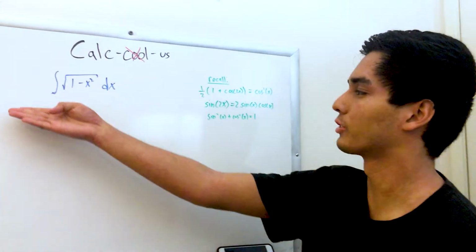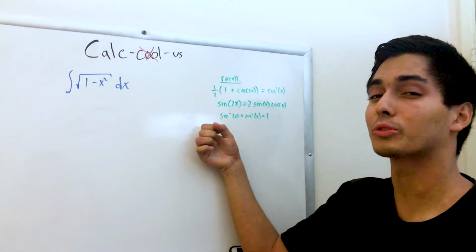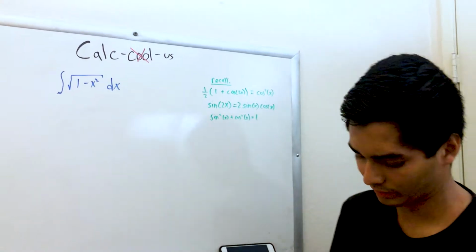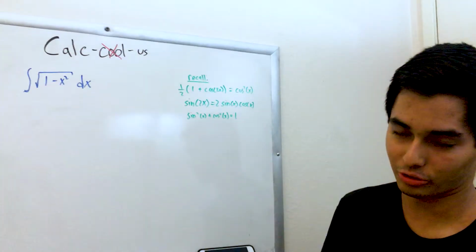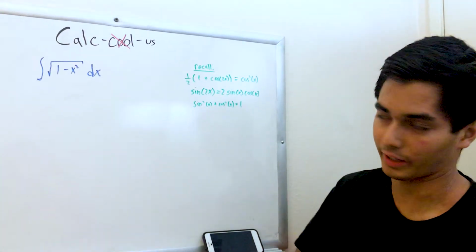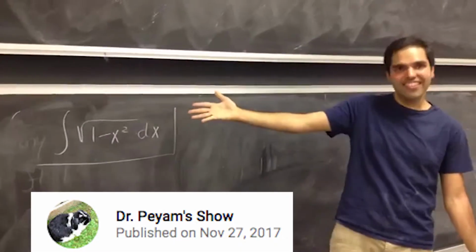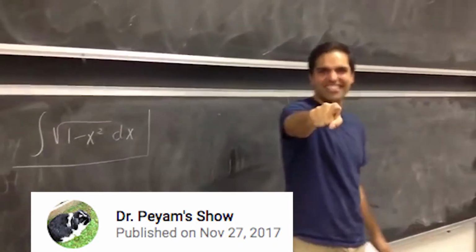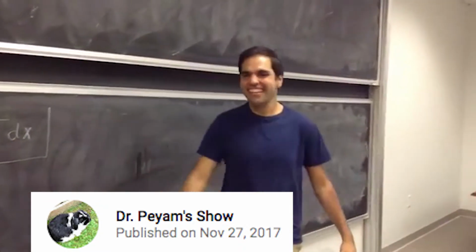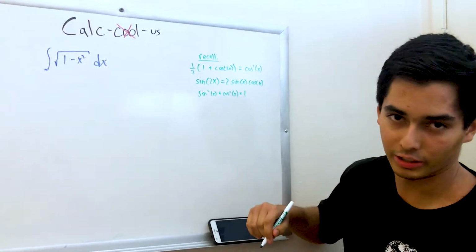Okay, here we have the integral of square root of 1 minus x squared times dx. As usual, I want you to try this out by yourself. This one, you're going to need a trig sub. This is a very tricky integral. Alright, you try it out.